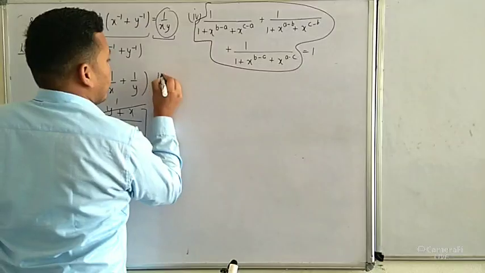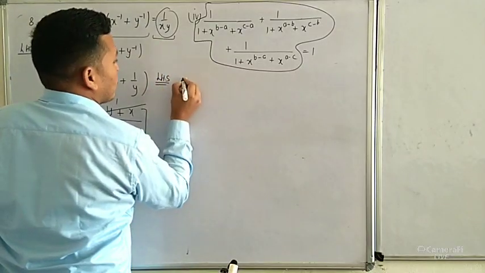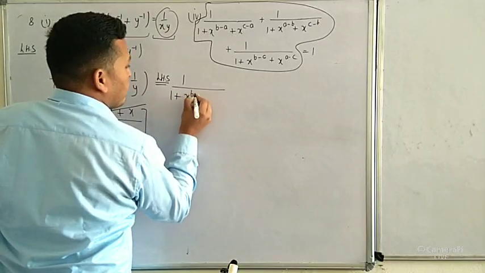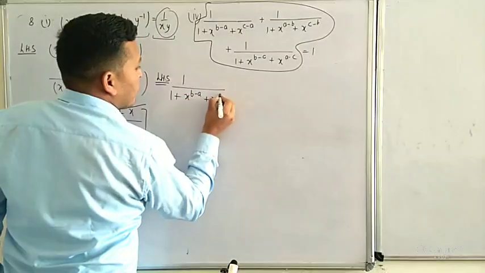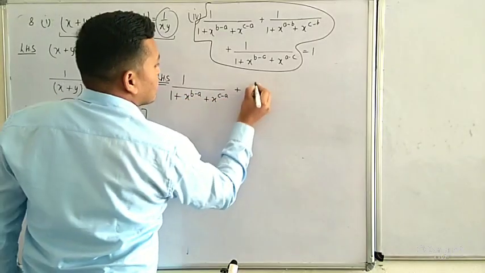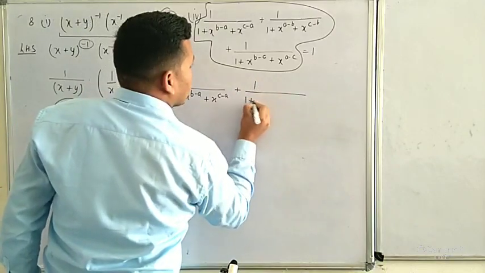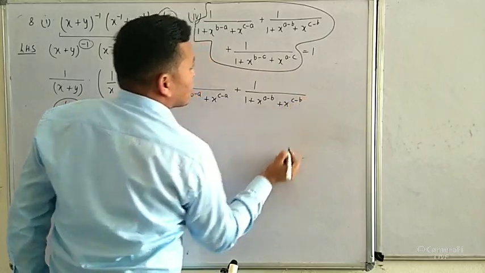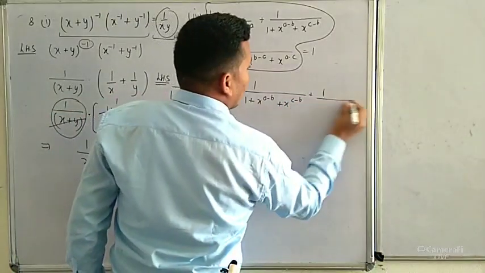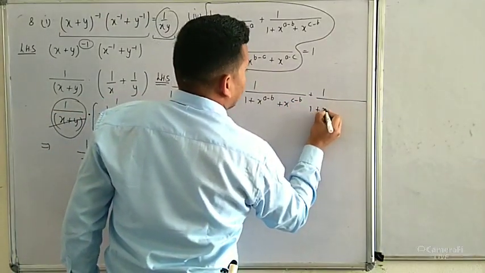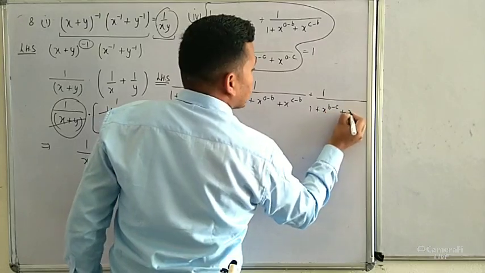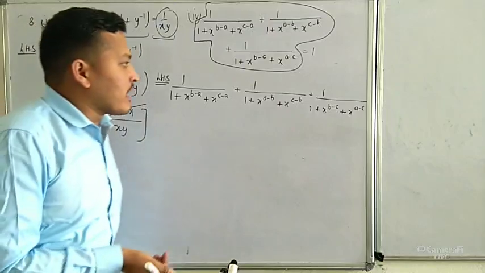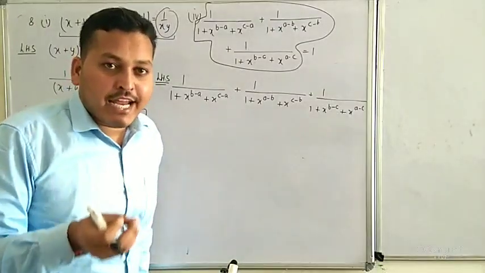First, write the left hand side. Taking the left hand side: 1 upon 1 plus x to the power b minus a plus x to the power c minus a, then plus 1 upon 1 plus x to the power a minus b plus x to the power c minus b, plus 1 whole upon 1 plus x to the power b minus c plus x to the power a minus c. On the right hand side we have to prove 1.